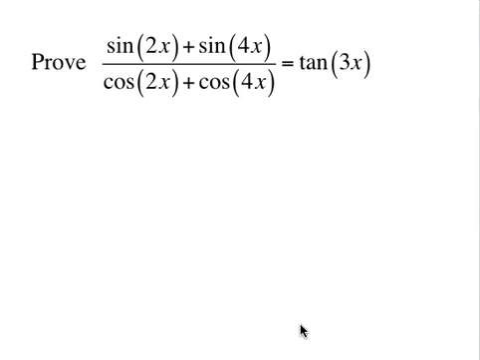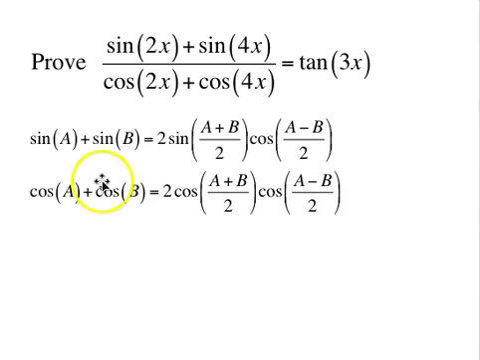Next example, we want to prove sine 2x plus sine 4x over cos 2x plus cos 4x equals the tangent of 3x. To do this, we are going to need some identities. So the sum to product identities: sine A plus sine B is 2 sine A plus B over 2, cos A minus B over 2. And cos A plus cos B is 2 cos A plus B over 2, cos A minus B over 2.